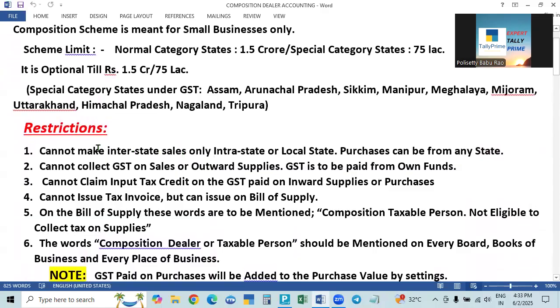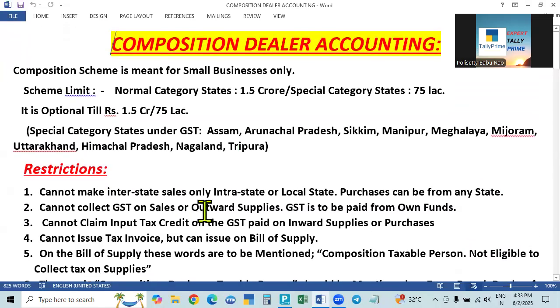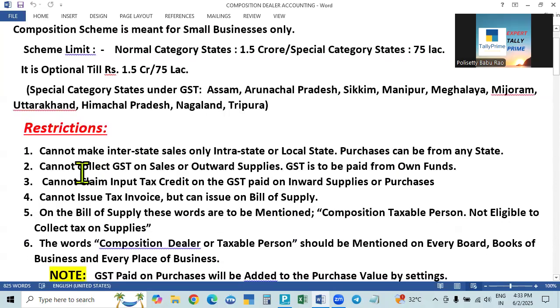The restrictions are that composition taxable persons, or composition dealers, cannot make interstate sales. That is, they cannot sell in other states. Only intrastate or local state sales are allowed. That means a composition dealer can sell in his own state only. He cannot sell in another state. But when purchasing, he can purchase from anywhere. So sales only in the same state, but purchases can be made in any state.